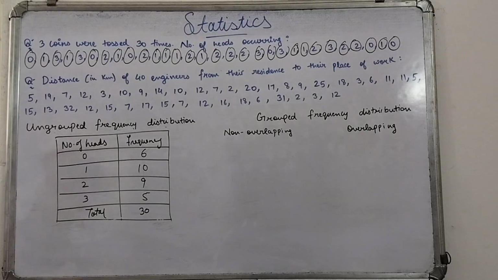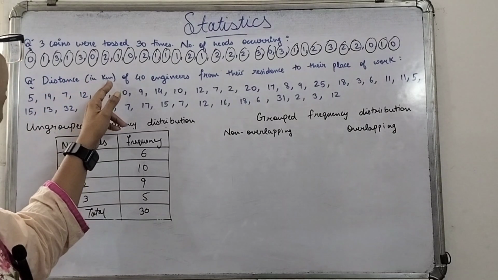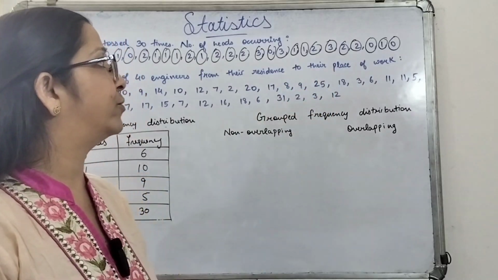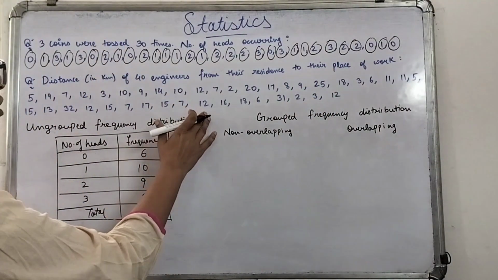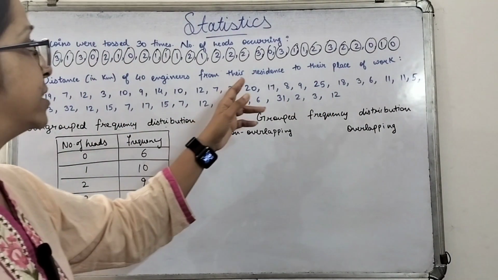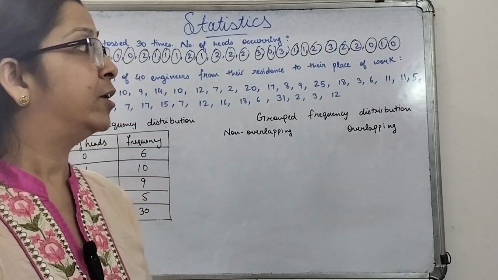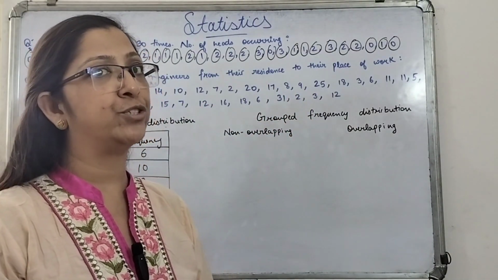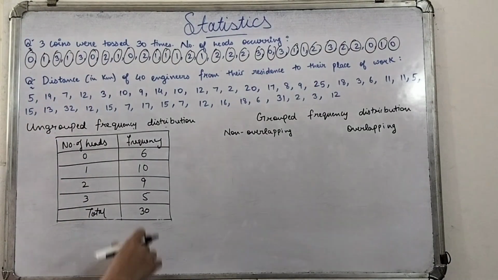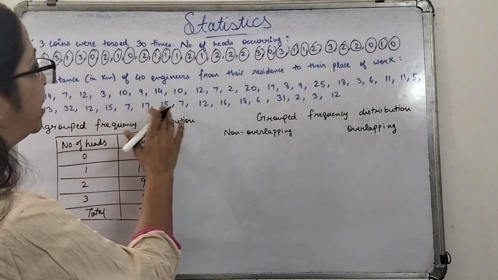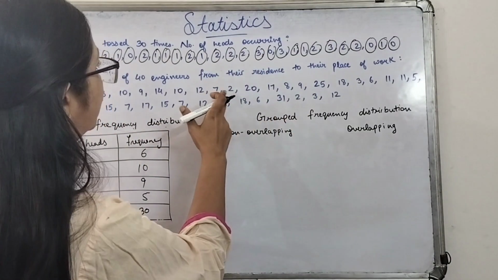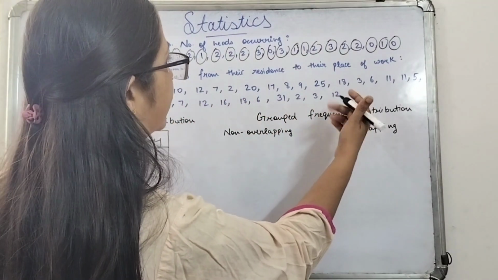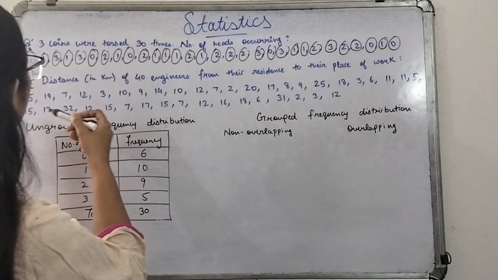So the second question is distance in kilometer of 40 engineers from their residence to their place of work. So over here for 40 engineers, distance between their residence to their workplace is given to us. We have to represent this data in your grouped frequency distribution table. So how we will be representing it? We can see over here the minimum distance is almost your 2 kilometer, and your maximum distance is somewhere your 32 kilometers.